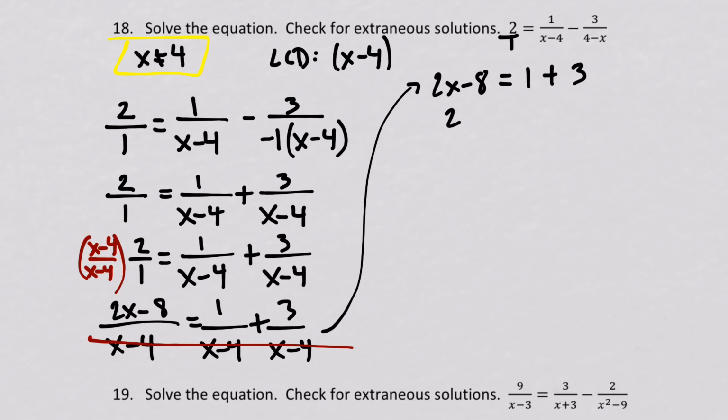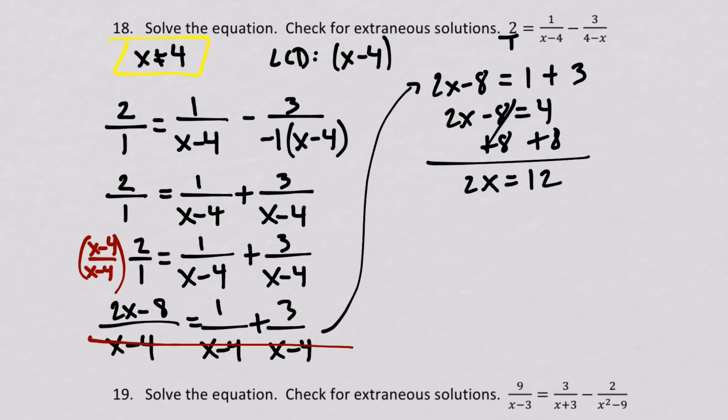So 2x minus 8 equals 4, right? 1 plus 3. We add 8. At this point, it's really easy to finish, right? 2x equals 12. Divide by 2. And x equals 6. Compare that to your excluded value. It's not the same thing. Therefore, that's your solution. x equals 6.